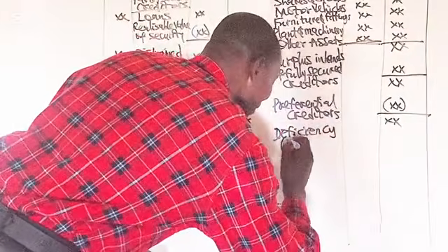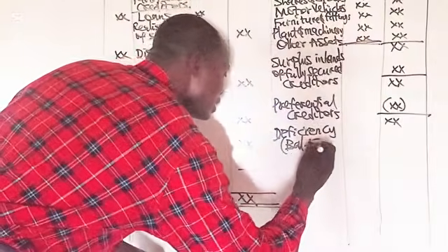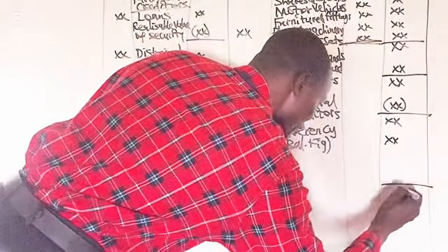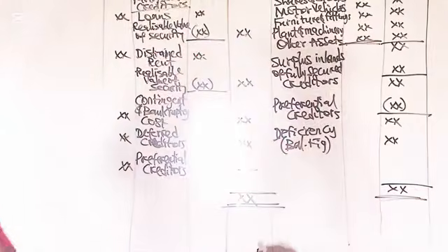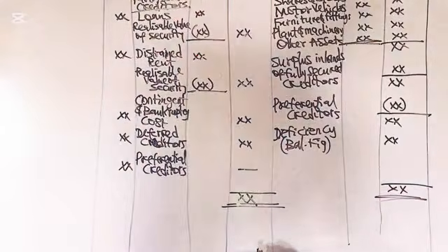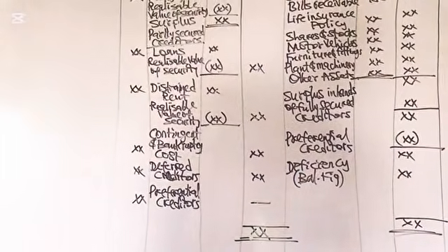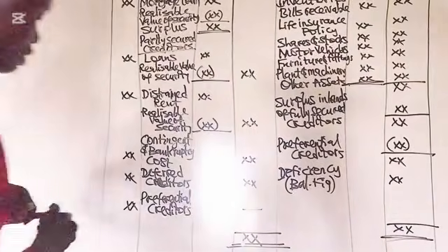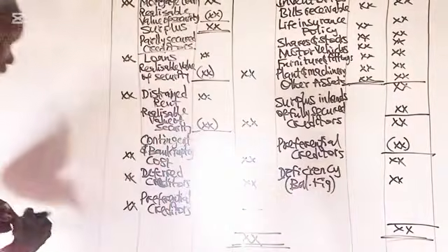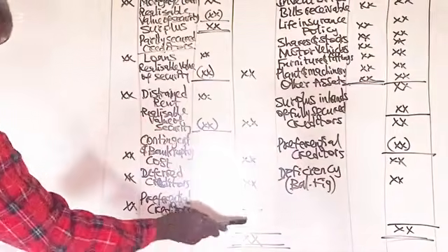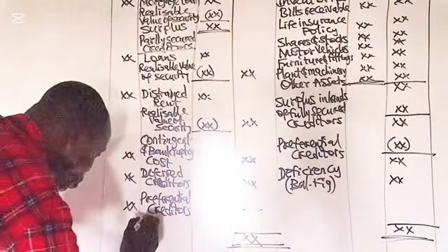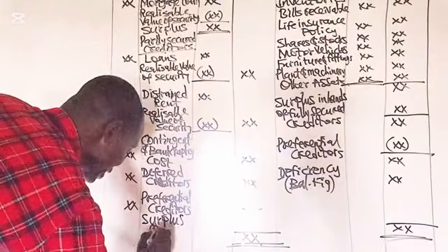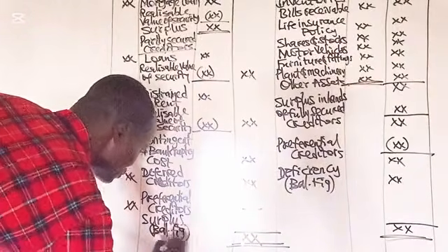Deficiency, that is the balancing figure. Come to the same level, we have the total. Then it is possible the credit side may be greater than the debit side. Where this credit side here is greater than the total of the left-hand side, then you have surplus as per statement of affairs, which is the balancing figure.